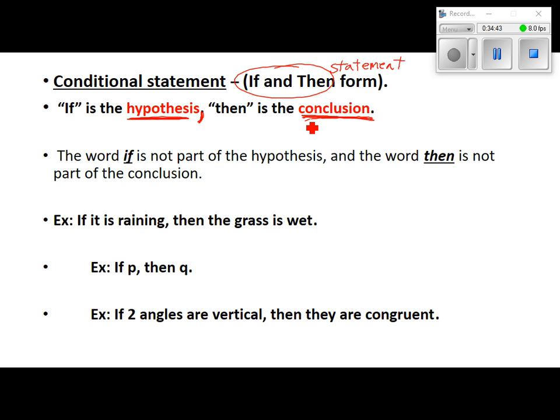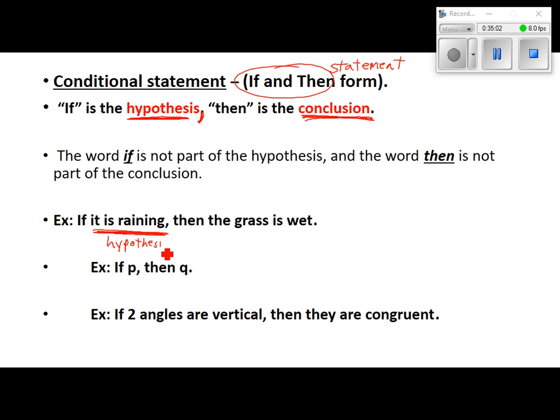So when we're looking at this, you've got to be real careful when you're doing this. I look at this example. What's the hypothesis? It is raining. Not the "if." You don't put the "if" in the hypothesis, just whatever's after that. So that's the hypothesis. Write that down there.